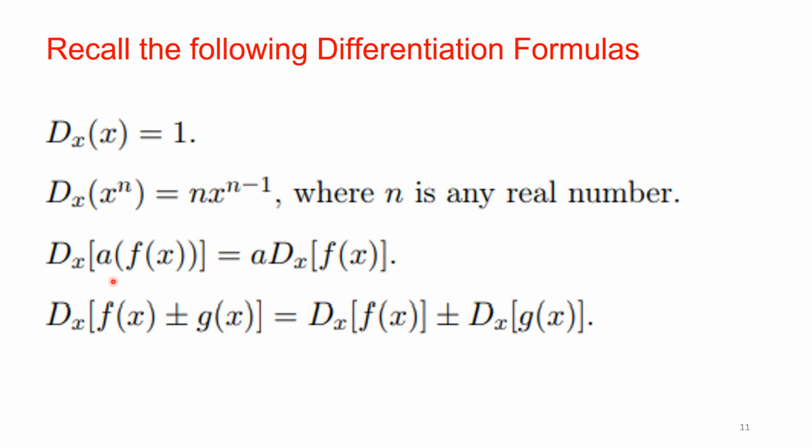The derivative of a constant a times f of x is equal to a times the derivative of f of x, since you can take a outside the derivative sign. And the derivative of a sum or difference: you can individually take the derivative of the function f of x, plus or minus, depending on the sign, the derivative of g of x.